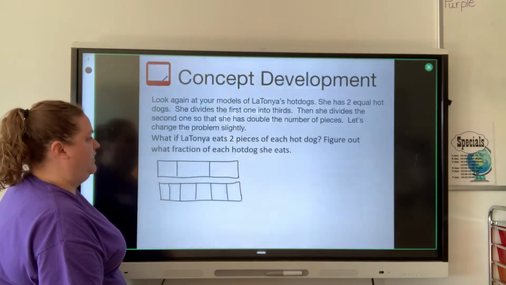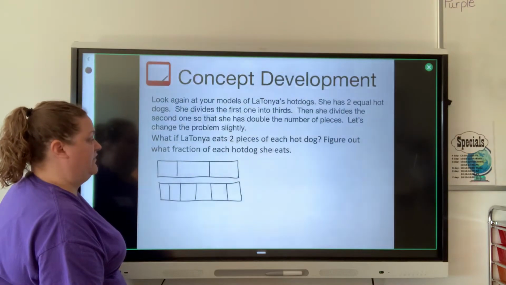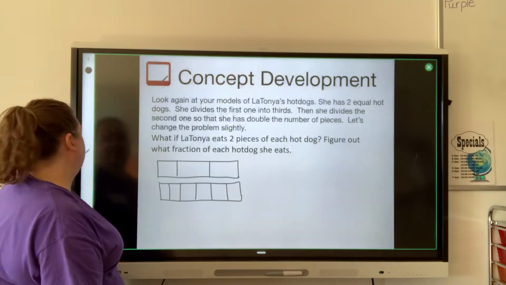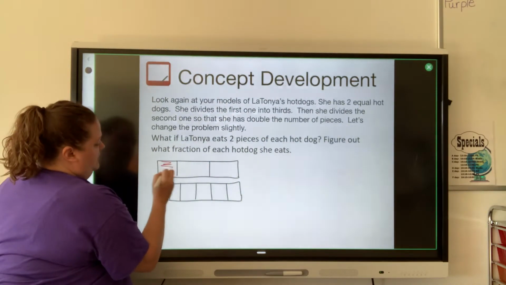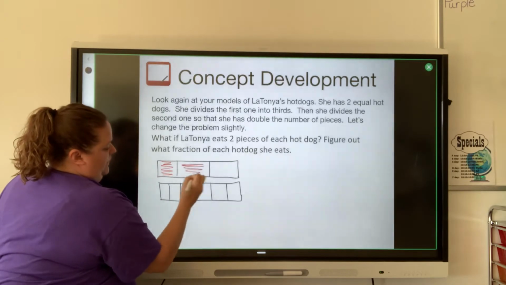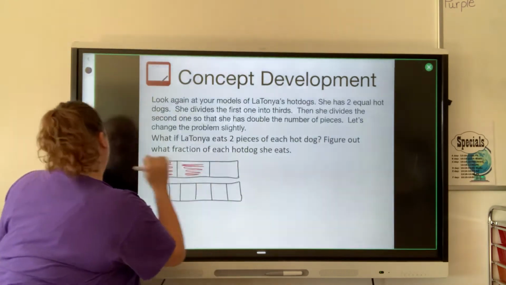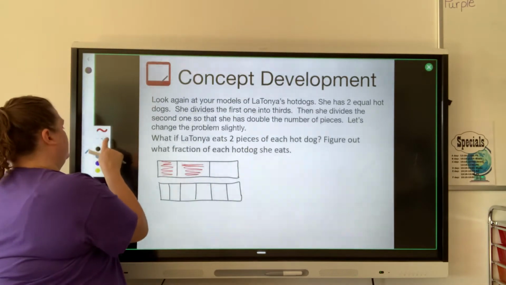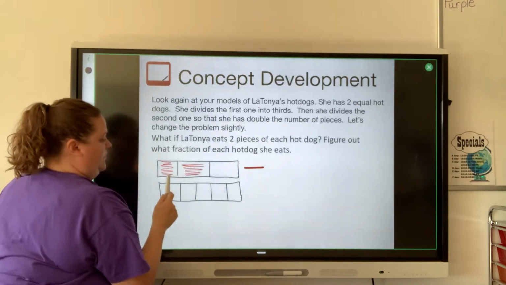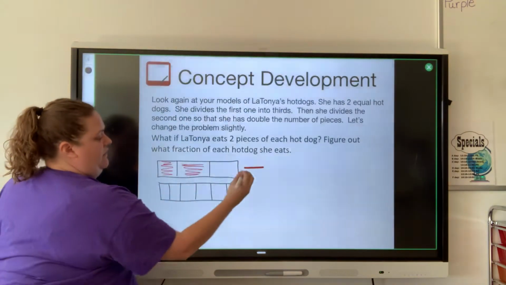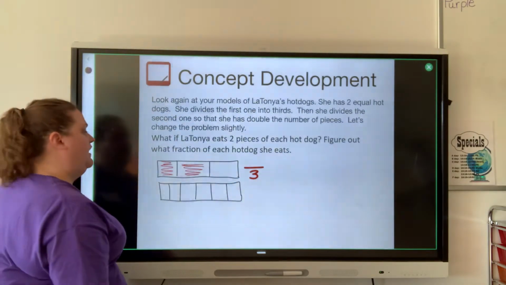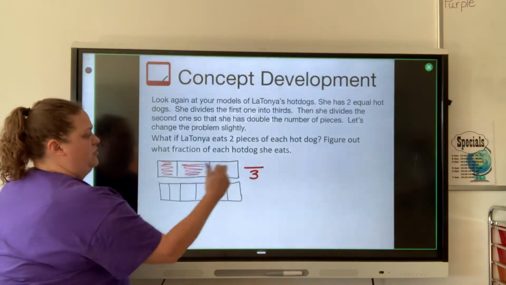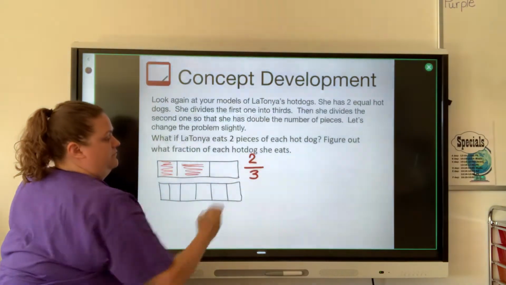What if Latoya eats two pieces of each hot dog? Figure out what fraction of each hot dog she eats. So if she eats, I'm going to color this in, the first hot dog, she eats two pieces of it. Well, how am I going to write this as a fraction? I have to count my whole number of pieces. So 1, 2, 3. That's the total number of pieces that I divided my hot dog into, which was 3. How many pieces does she eat? I colored in 2 because she eats 2 pieces of each hot dog.